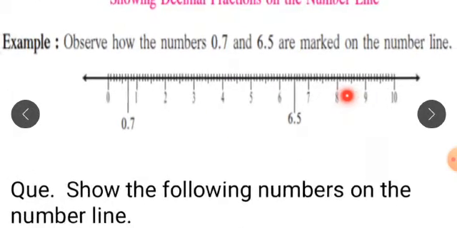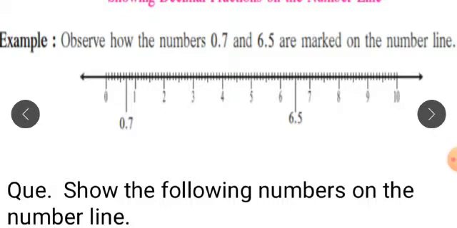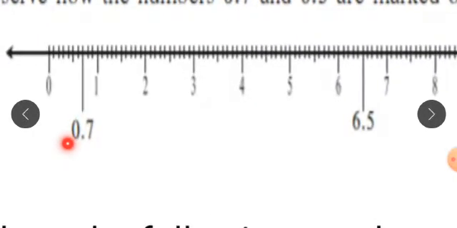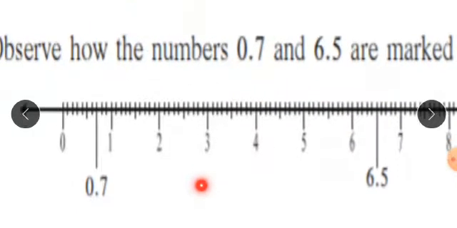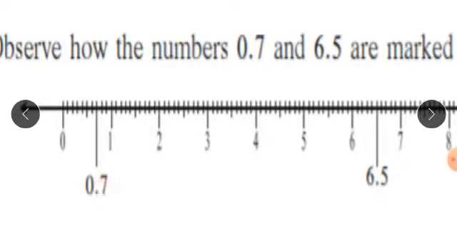Now students, for showing 0.7 and 6.5, if you see this number line very carefully, each unit distance, that is the distance between 0 and 1, 1 and 2, 2 and 3, has been divided into 10 equal parts. Now students, we have to show 0.7. Therefore, you have to start from 0. Count 1, 2, 3, 4, 5, 6 and 7th. Therefore, 7th marking from 0 gives us the decimal fraction 0.7.